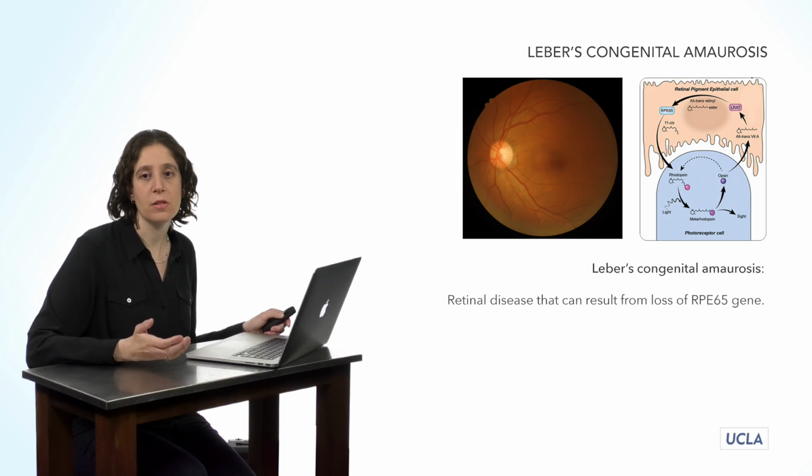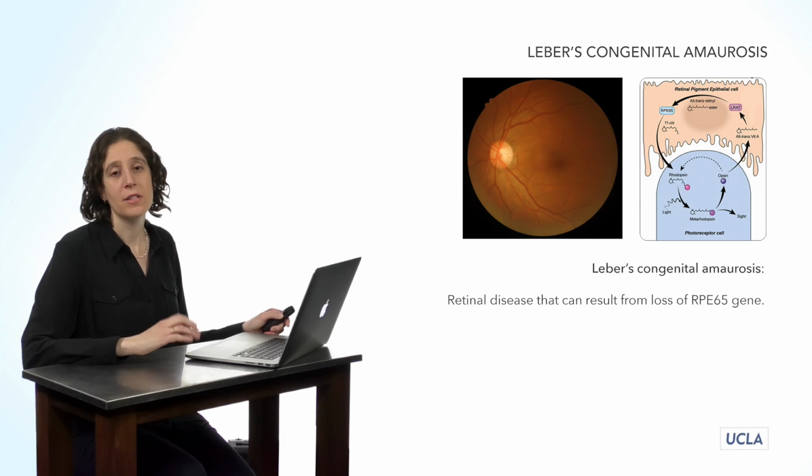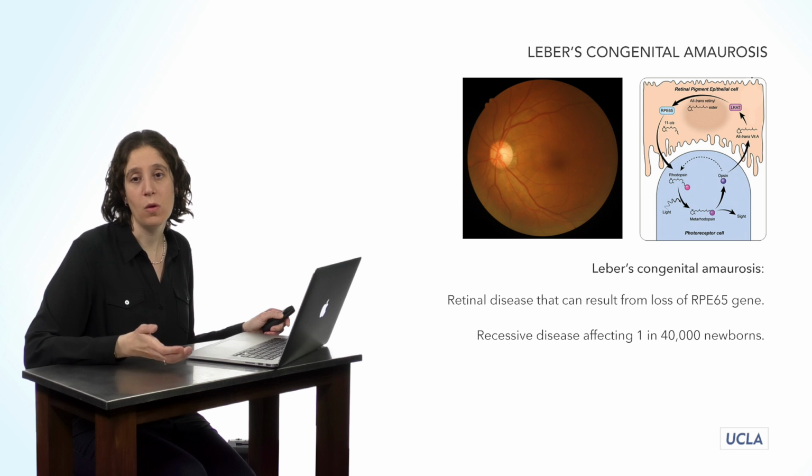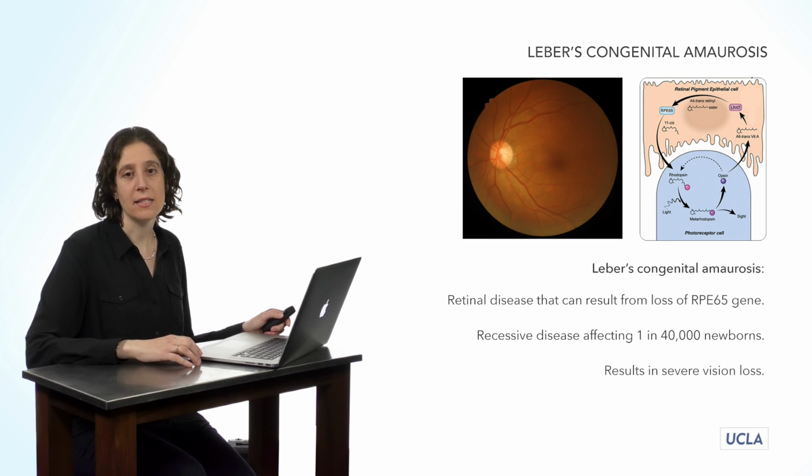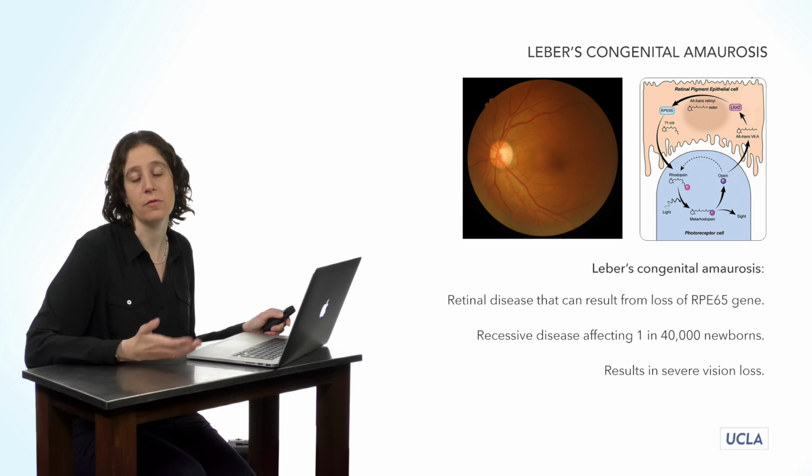Okay, the second example we're going to talk about is a very different disease called Leber's congenital amaurosis. This is a retinal disease that can result from loss of a protein called RPE65. RPE65 functions in the retina and is part of the visual cycle. And it's important for converting all trans retinal back into all cis retinal. You don't need to know any of the details of RPE65 function. The important thing is just that as a result of the visual cycle being disrupted, patients lacking RPE65 have very severe vision loss. This is a rare recessive disease that affects about 1 in 40,000 newborns. And as I mentioned, it results in severe vision loss and eventual blindness.